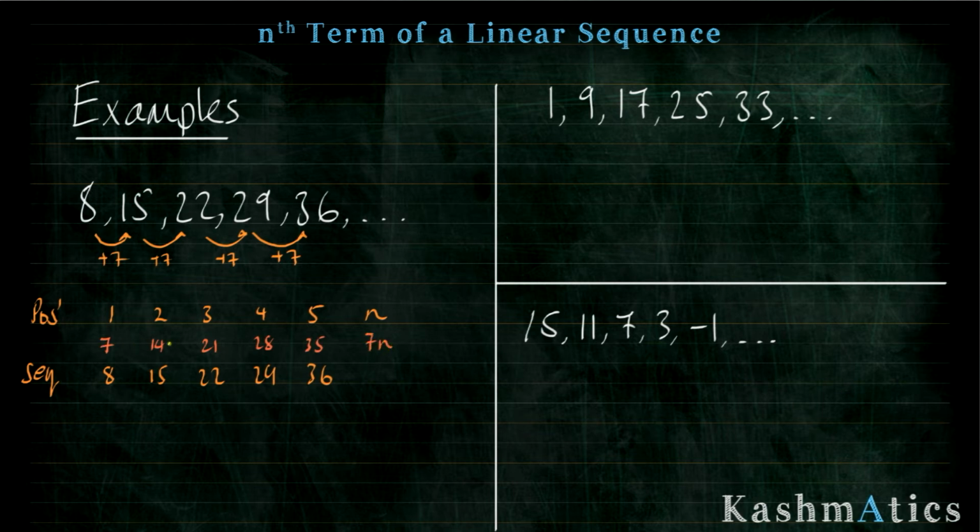Okay, so this row here is called 7n. If the top row is n, to get to this row here, we just multiply it by 7. So this row is 7n, that's my 7 times table. And then I look to see, how do I get from this row to this row?